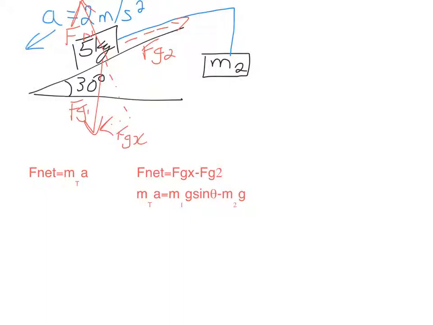So I understand that F net is the total mass times the acceleration, so I'm going to write that in right away. So I'm going to put in mass total acceleration, and for FGX, I know that that is mass 1 times gravity times the sine of whatever angle we've got.